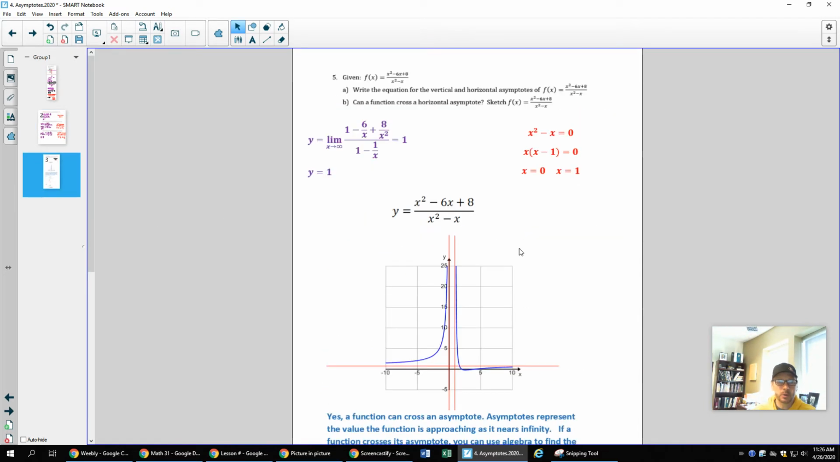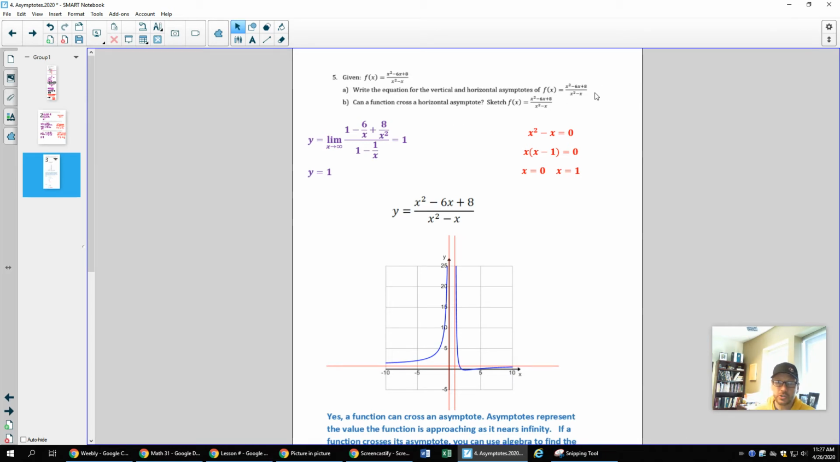Let's spend a bit more time, though, on question number 5. And it's not about the A part of question number 5. It's about the B part of number 5. Can you cross your horizontal asymptote? Because lots of us think that's not possible.